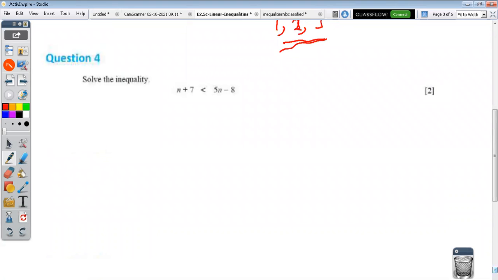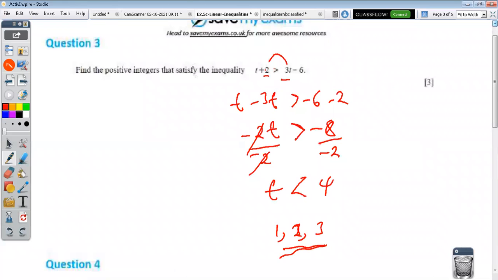Yes, Mr. K, your question. The positive integers, I'm kind of confused. Your t will take all values less than 4. But we are saying integers, which means we are referring to whole numbers less than 4. And the only positive whole numbers are 1, 2, 3. Clear now?